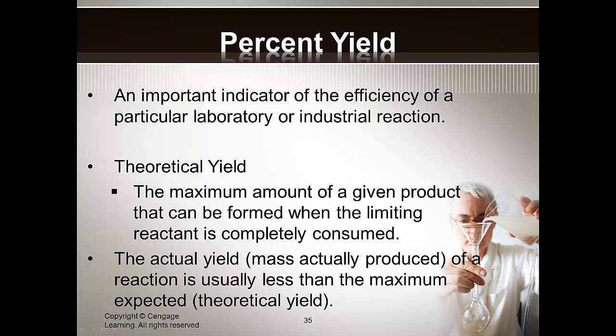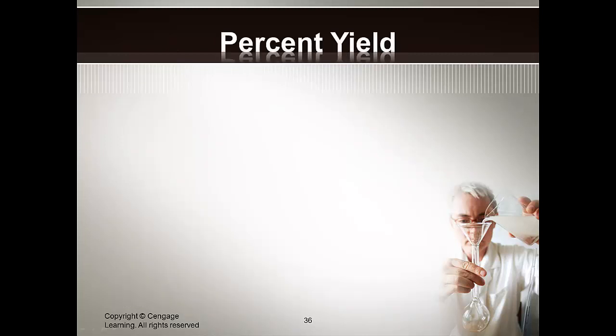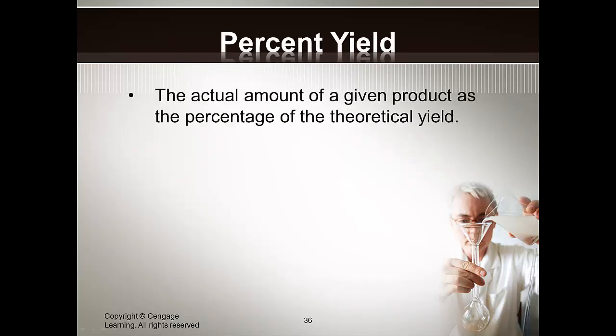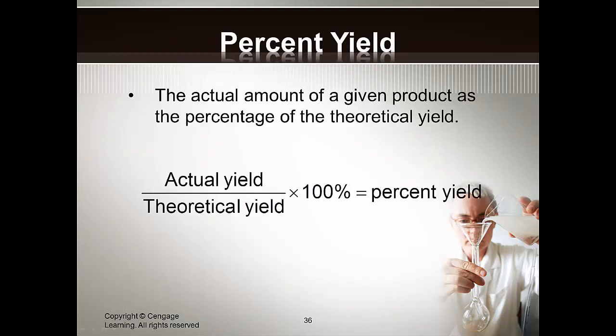So the actual yield is how much you've physically got when you perform the experiment in a lab and weigh how much you've made. So percent yield is expressed as a percentage. Take your actual yield, divide that by your theoretical yield, multiply by 100%, you've got your percent yield.